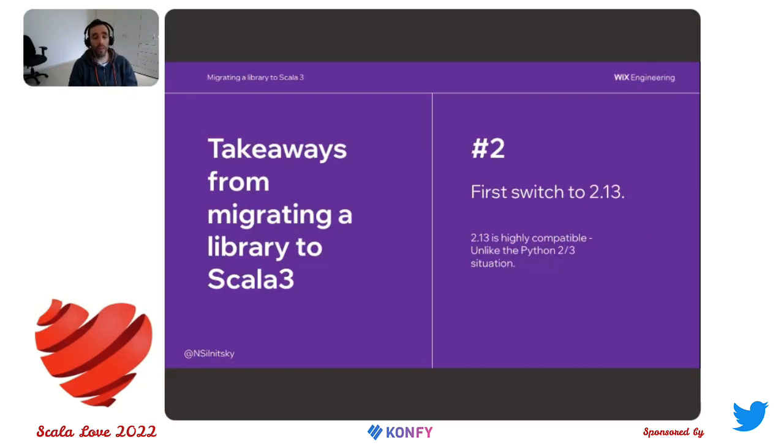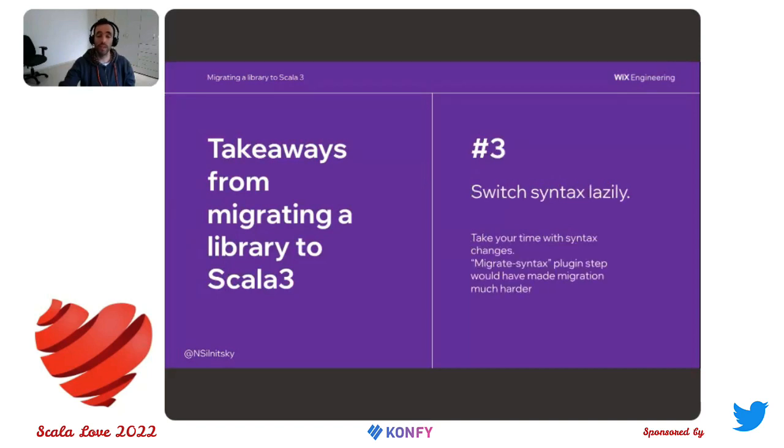Takeaway number two, if your codebase is built with something before 2.13, you will first have to switch to it. And I'm really pleased with the interoperability I saw between 2.13 and 3. I really think it's not going to be like the Python 2 to 3 situation, because the Scala compiler is really lenient about 2.13 syntax, and we have classpath interoperability. So we're really in a great place here.